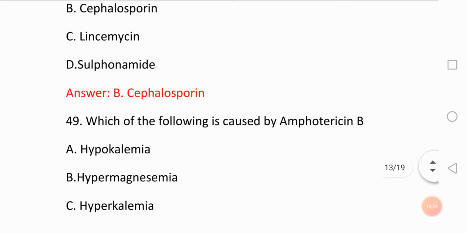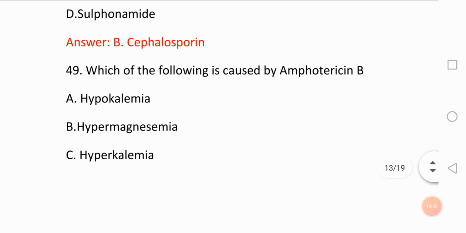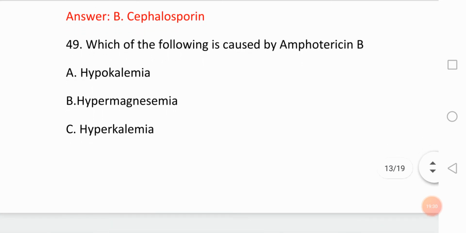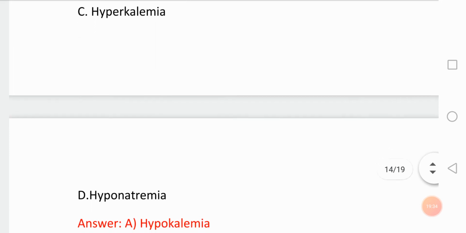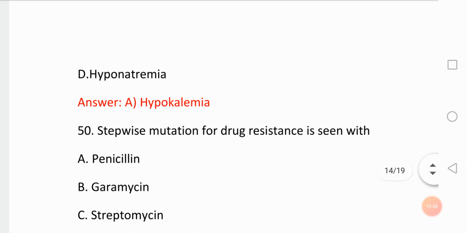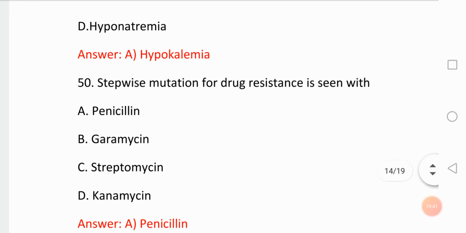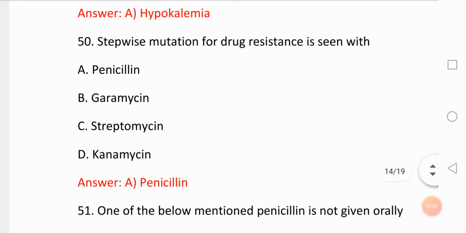Which of the following is caused by amphotericin B? A. hypokalemia, B. hypermagnesemia, C. hyperkalemia, and D. hyponatremia. And the answer is A part, hypokalemia. 50 question. Stepwise mutation for drug resistance is seen in A. penicillin, B. garamycin, C. streptomycin, D. kanamycin. And the answer is A part, penicillin.